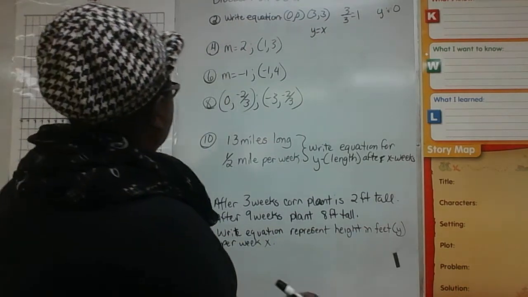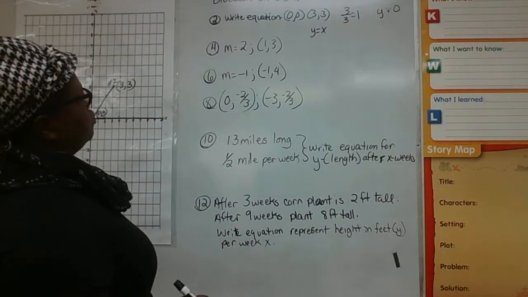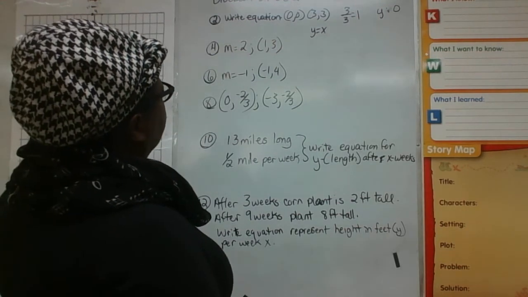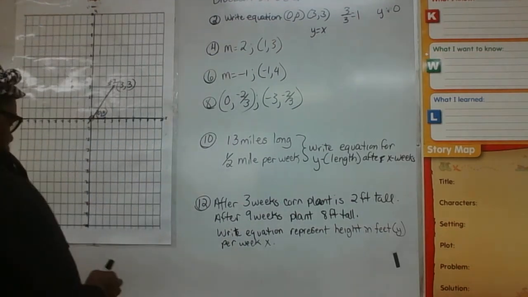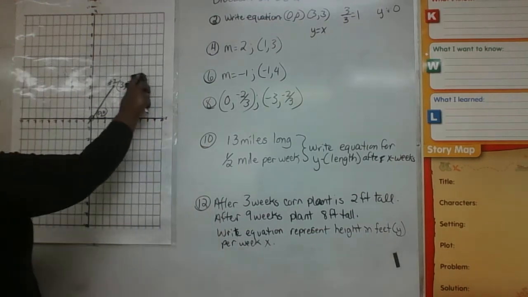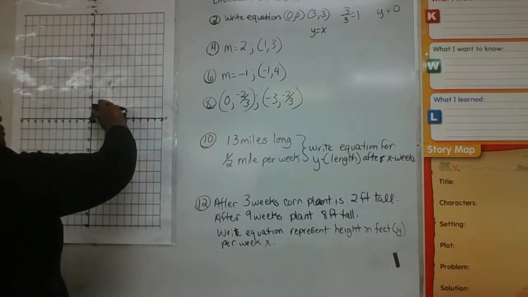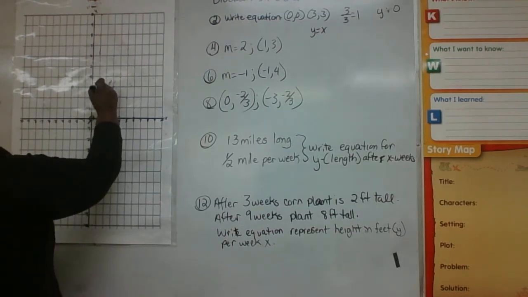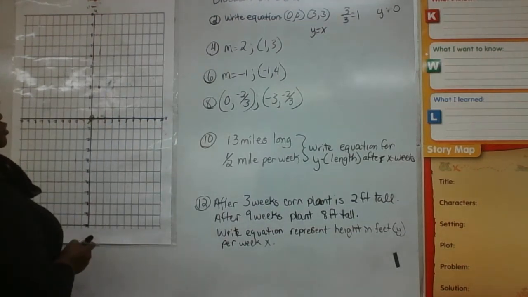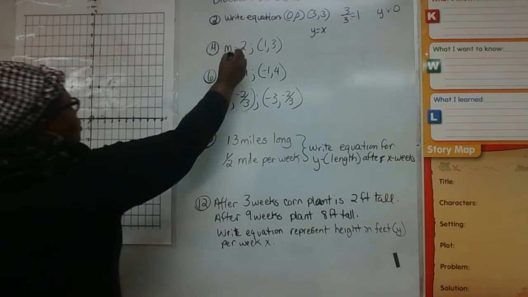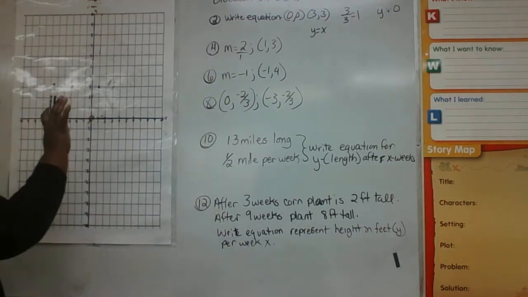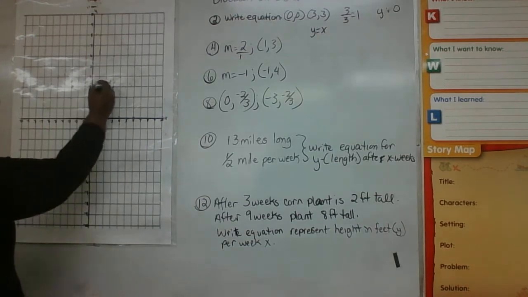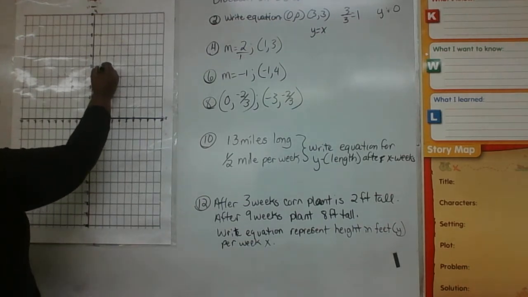Number 4, they tell us that our slope is 2, okay, and our point is 1, 3. So let's take a look. We're going to graph that over here. We're going to go to 1, and we're going to go to 3 here. And we know our slope is 2, so that means it is 2 over 1. So we're going to rise 2 and run 1 in a positive progression.